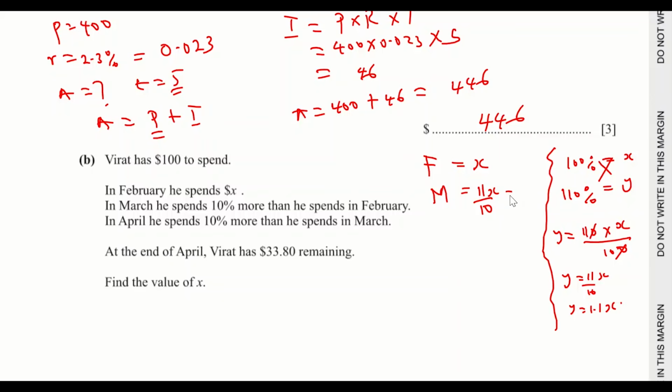So this is equal to 1.1x. Okay, so for April, you can do the same thing. In this case now, 100% will be equal to this value. I think I can do the rough work here. So let's remove this and show you.